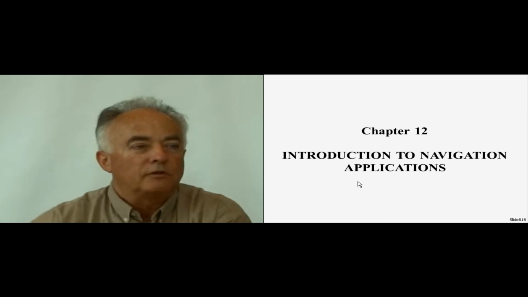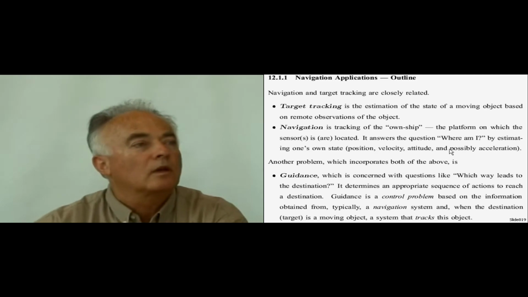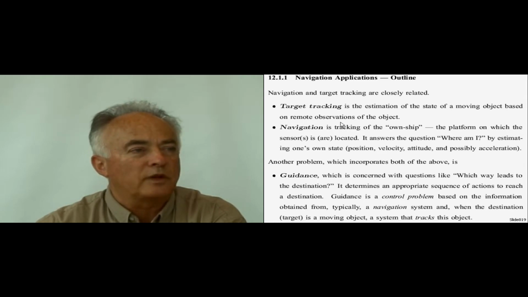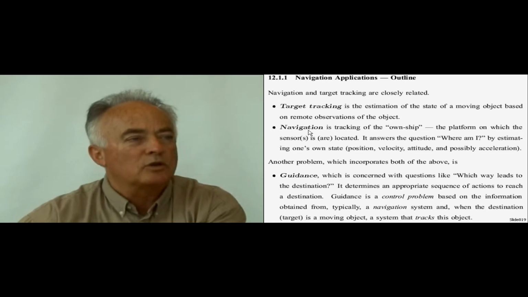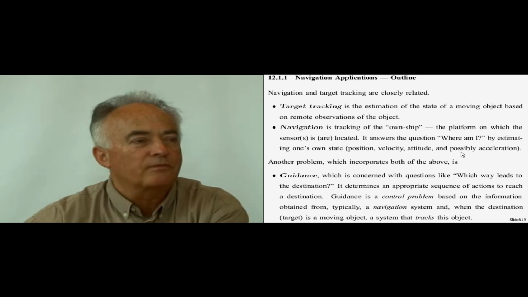In this last chapter, we'll have a brief introduction to the application of estimation technique to navigation systems. The problems of navigation and target tracking are very closely related. Target tracking is the estimation of the state of a moving object based on remote observations of the object. Navigation is tracking of the own ship, the platform on which the sensor or sensors are located. It answers the general question, where am I, by estimating one's own state: position, velocity, attitude, and sometimes acceleration.